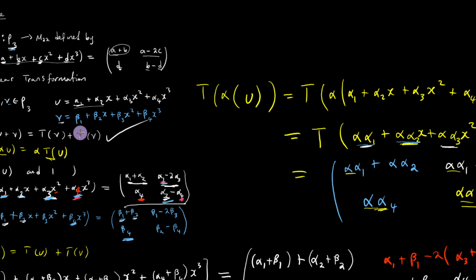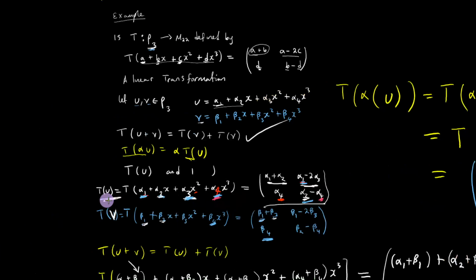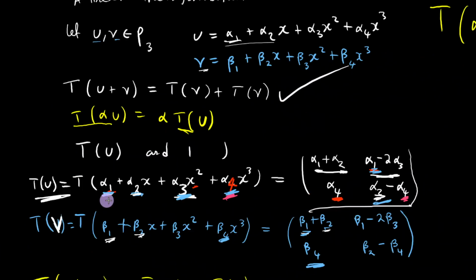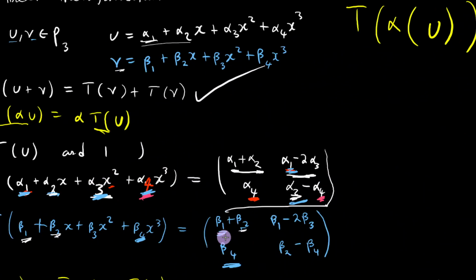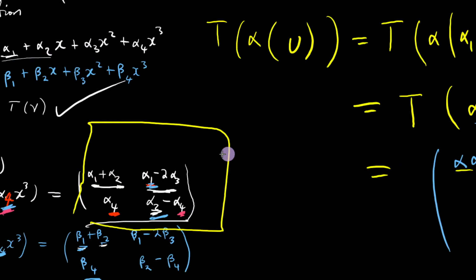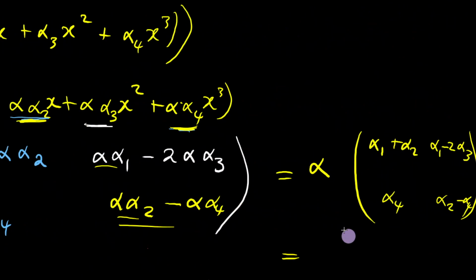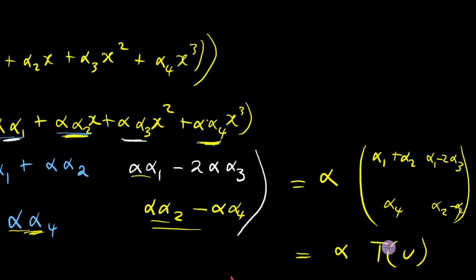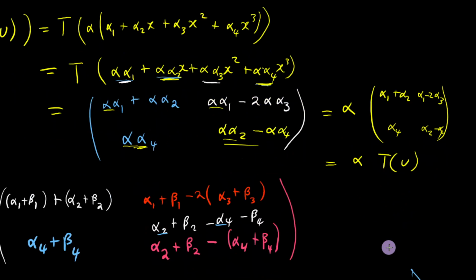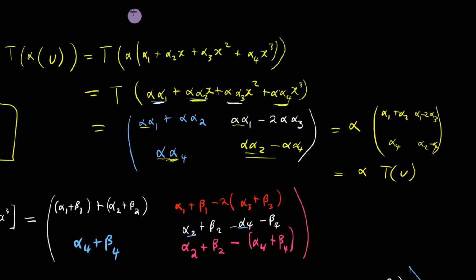So when we see this, this is basically transformation of U, which is right here. So when we compare, you just find that this is actually equal to the transformation of U, which is this. So you just say this is equals to alpha, then there's a transformation of U out here. So meaning that the second condition has also been verified. So transformation of alpha U is equals to alpha transformation of U.